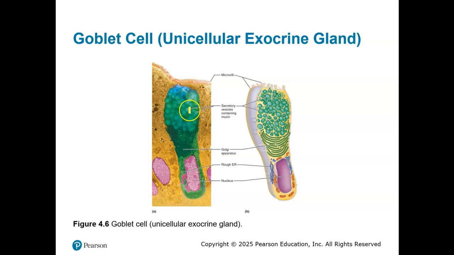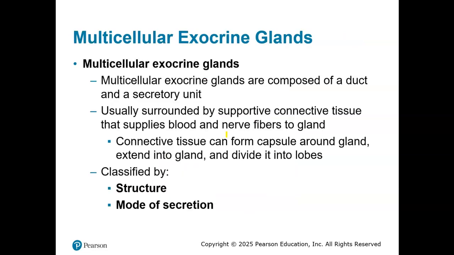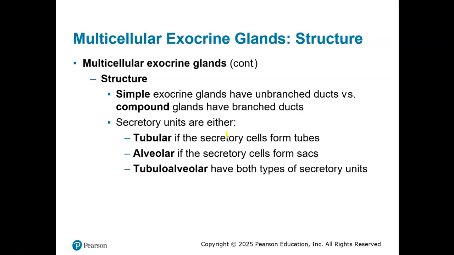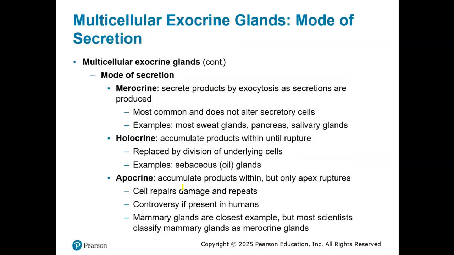And here's what they look like. Goblet cells are shaped a little bit like a water goblet, and that's why they're called goblet cells. But they are exocrine glands. And we're going to skip whether or not they're tubular, alveolar, tubulo-alveolar. Just forget all that. Simple, compound. I don't care about that, but I do care about this.